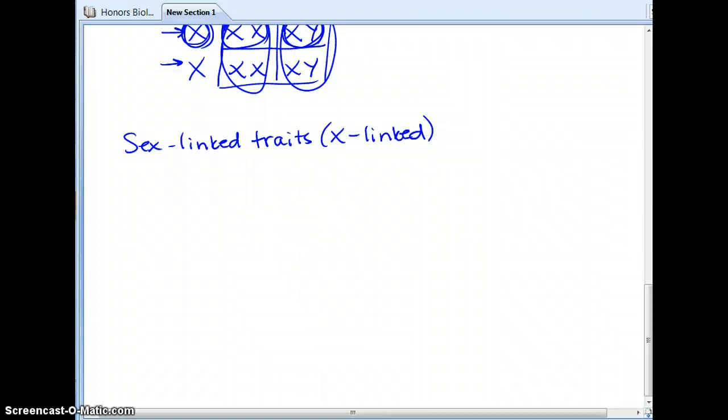Now, since males only have one X chromosome, they will always show their allele that is located on the X chromosome. I'm going to say that again because it's really important. Since males only have one X chromosome, whatever is being shown on that X chromosome, whether it's a dominant allele or it's a recessive allele, that's the phenotype that will show up. Okay? So let's now do a classic example of red-green color blindness.